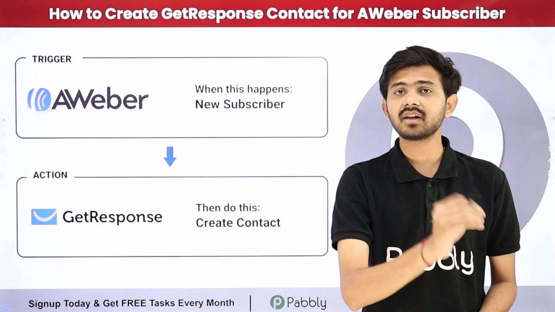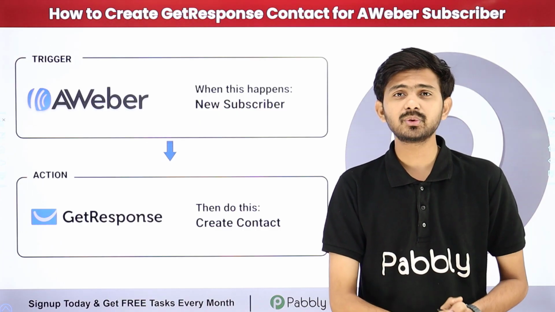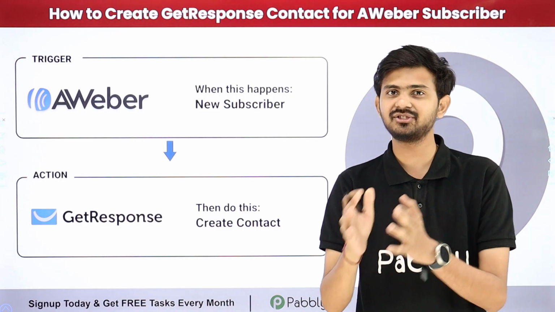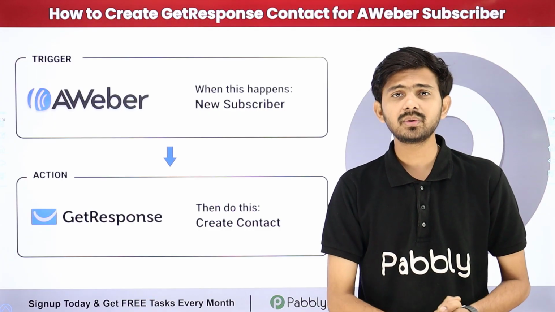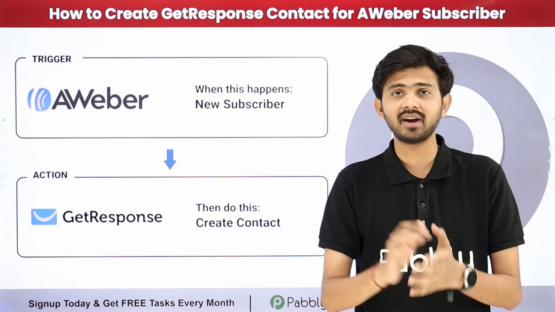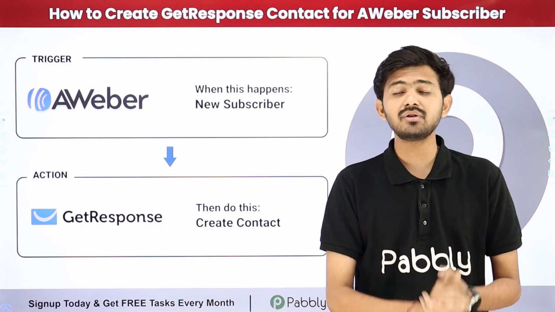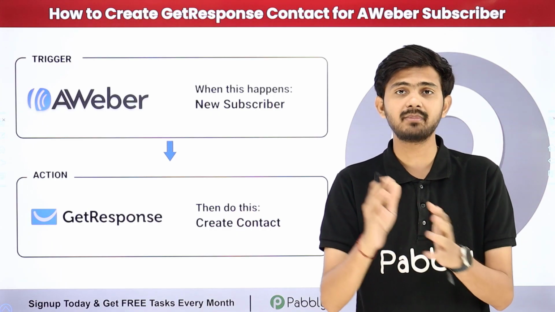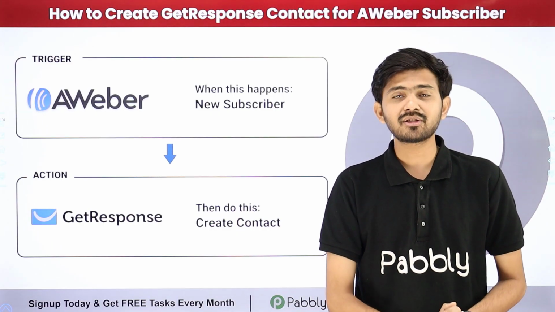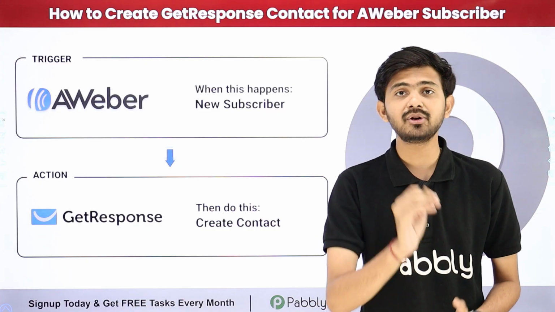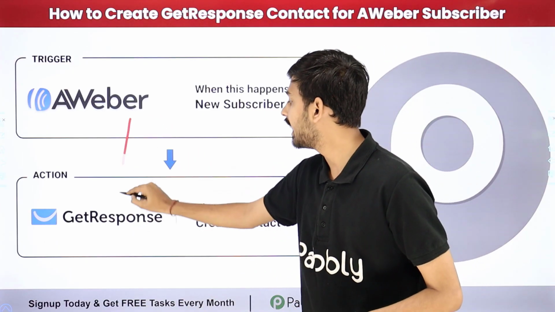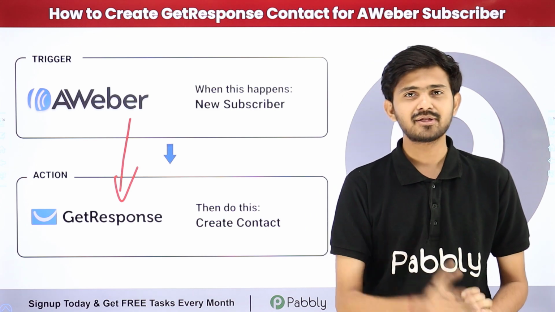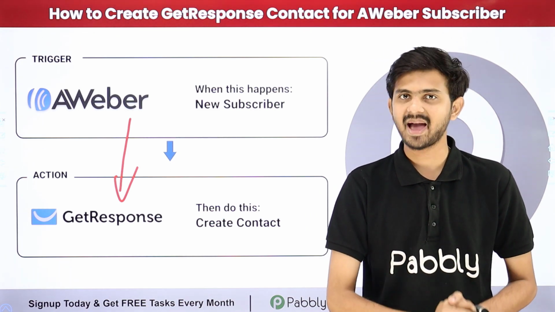So I am running an online retail business, and now what I want to do is enhance my email marketing strategy. Here I want to automatically create a new contact in GetResponse whenever a new subscriber signs in my AWeber list. For doing this automatically, I'm going to build a connection between AWeber and GetResponse. For building this connection, I'm going to use Pabbly Connect.